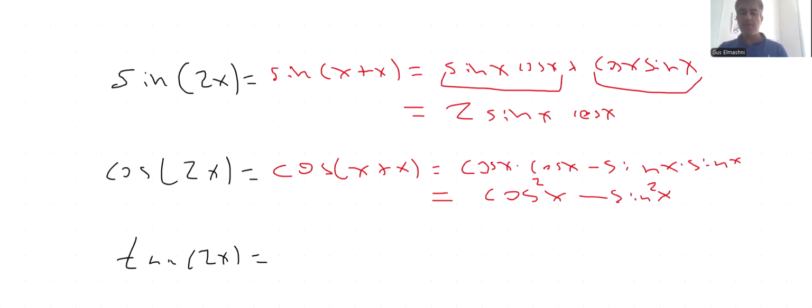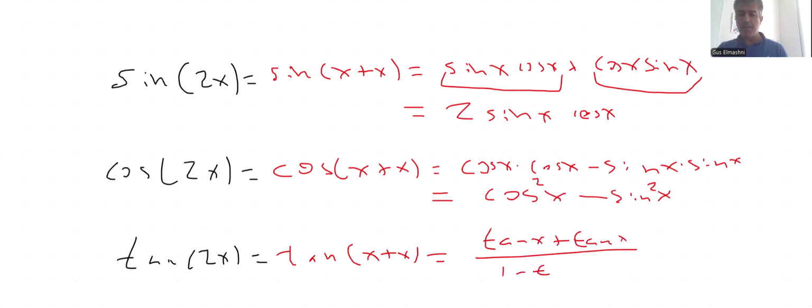Then how would I derive the tan 2x? That's the tan of x plus x. And using the sum identity for that, that's tan x plus tan x over 1 minus tan x times tan x. And that could be consolidated like this: 2 tan x over 1 minus tan squared x.